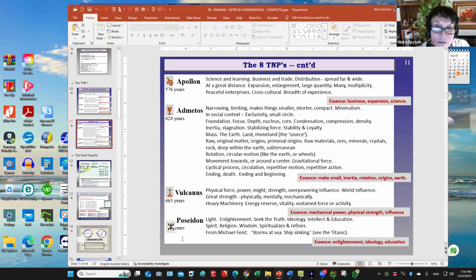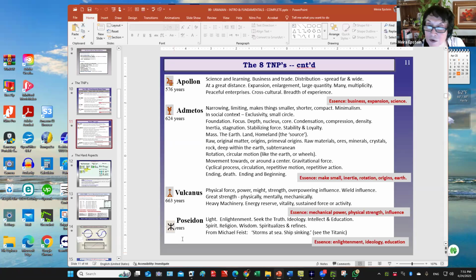Science and Learning. Look at the glyph. The glyph is like a combination of Jupiter and Gemini, if you can see that on the left. You see that? That should give you a clue. The learning, the science, the whole thing. So Jupiter and Gemini combined. So science and learning, business and trade, distribution. Why distribution?